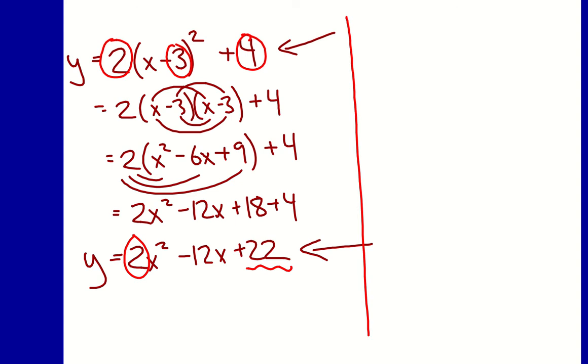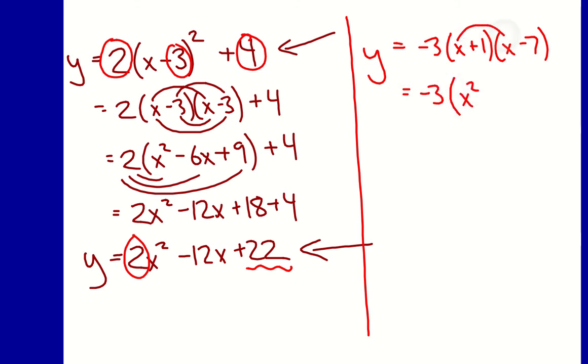To move from root form to standard form, we can do an example of that as well. So if I said y equals negative 3 times (x plus 1) times (x minus 7). My first trick would just be to go ahead and distribute the (x plus 1) and the (x minus 7), or FOIL if you want to call it that. So I'd have negative 3 times, and then x times x is x squared. The inner term would be 1x, and the outer term is negative 7x. So if I combine those, that would make negative 6x. And then the last would be the 1 times negative 7, which is negative 7.